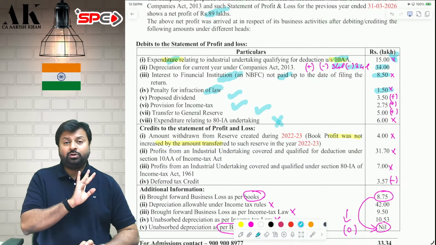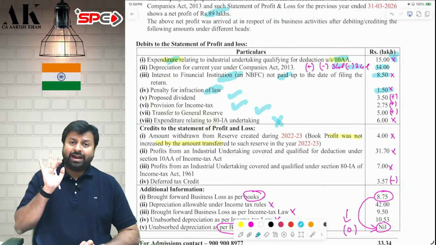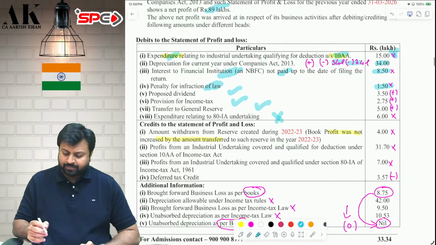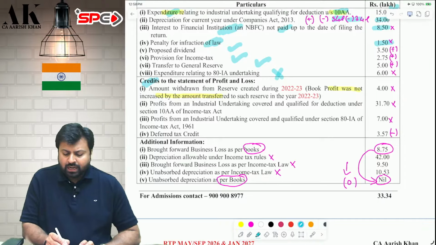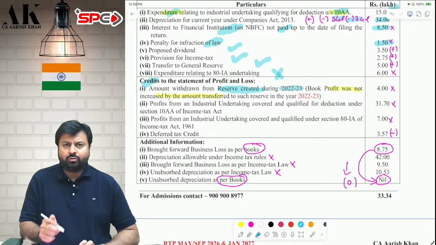pertaining to ATIA do not add back. It is a part of MAT liability. Okay, let it be part of MAT. Okay. Next one is a very intelligent adjustment, which is credit to the statement of profit and loss account. Amount withdrawn from reserve created during 22-23.